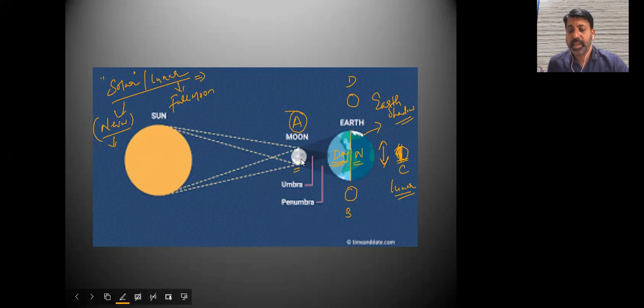So A is a new moon day, C is a full moon day, and A is a solar eclipse, and C is lunar eclipse. Now, the next question: in a year, how many solar eclipses will happen and how many lunar eclipses will happen?